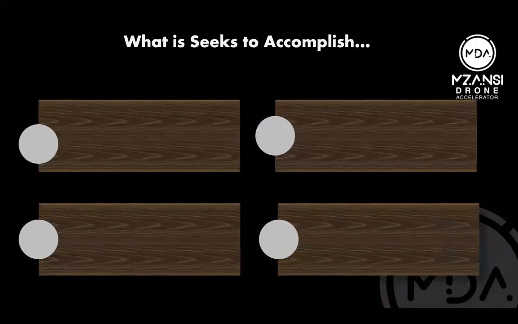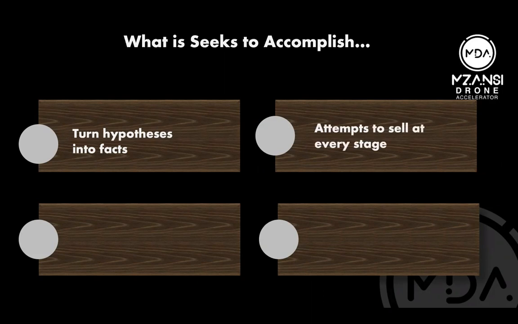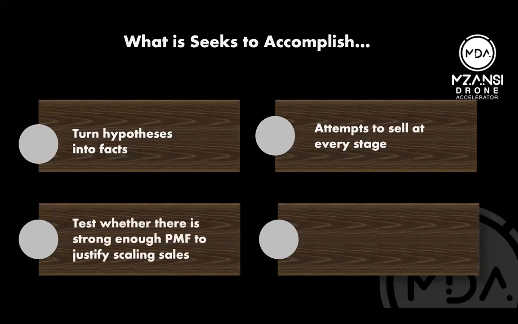Okay, let's get to customer validation. What does customer validation seek to accomplish? Basically, like we've said before, you want to turn hypotheses into facts. You want to attempt to sell at every stage. The only way you can validate your MVP is to test the selling. If people love your product enough that they are able to pay for it, that is the biggest test. It doesn't make sense for someone to say, oh, I love this solution, but not buy it. Then you are not reaching product market fit.